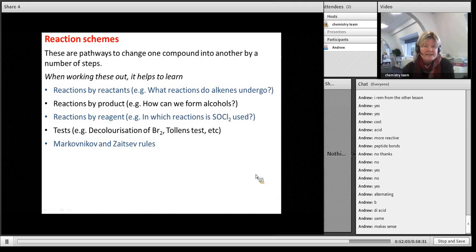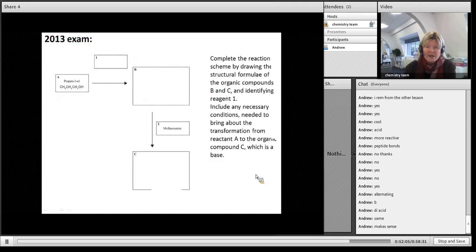So this is from the 2013 exam, and it said basically complete the reaction scheme by drawing the structural formulae of B and C and include the necessary conditions. So if you read all the way through, the important thing right at the end is a base, because you're going, what on earth is over here? But if they tell you that compound C is a base, what functional group is the only functional group that is a base?